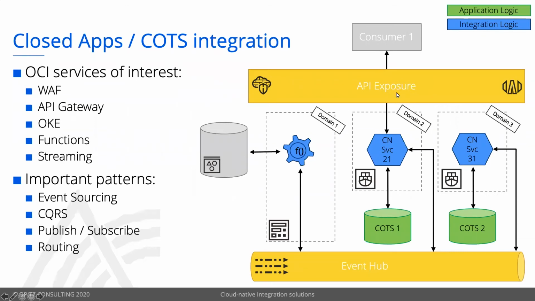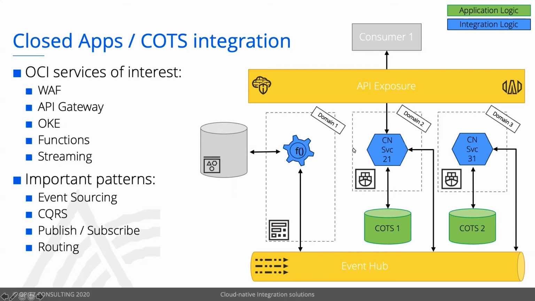We might have the use case that we need to expose information from our commercial off-the-shelf systems to the outside world, to our partners, to our customers, so to external consumers. So we have our API gateway consisting of the web application firewall, the OCI API gateway. The integration logic is implemented or can be implemented in a microservice style or in a cloud native application style, and run on top of Oracle Kubernetes Engine.